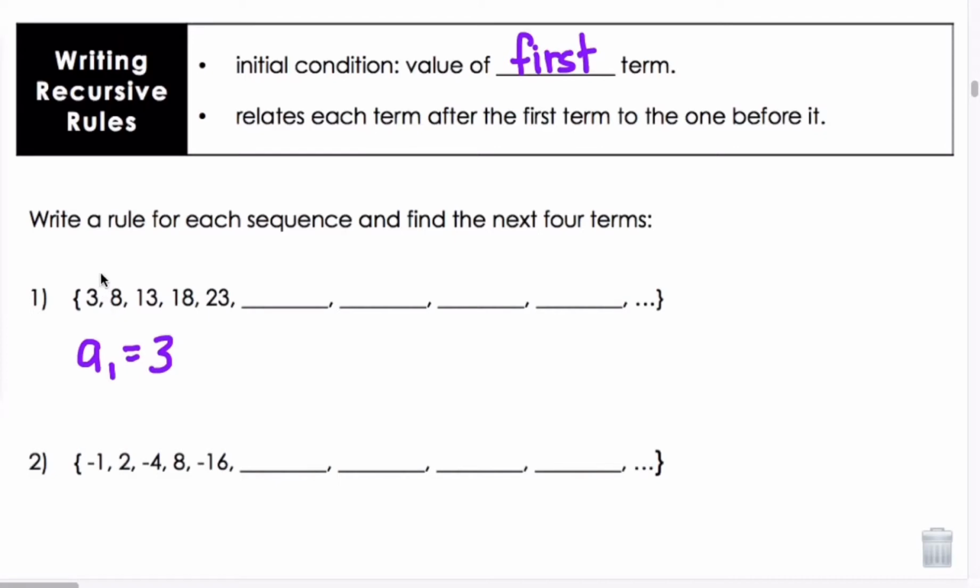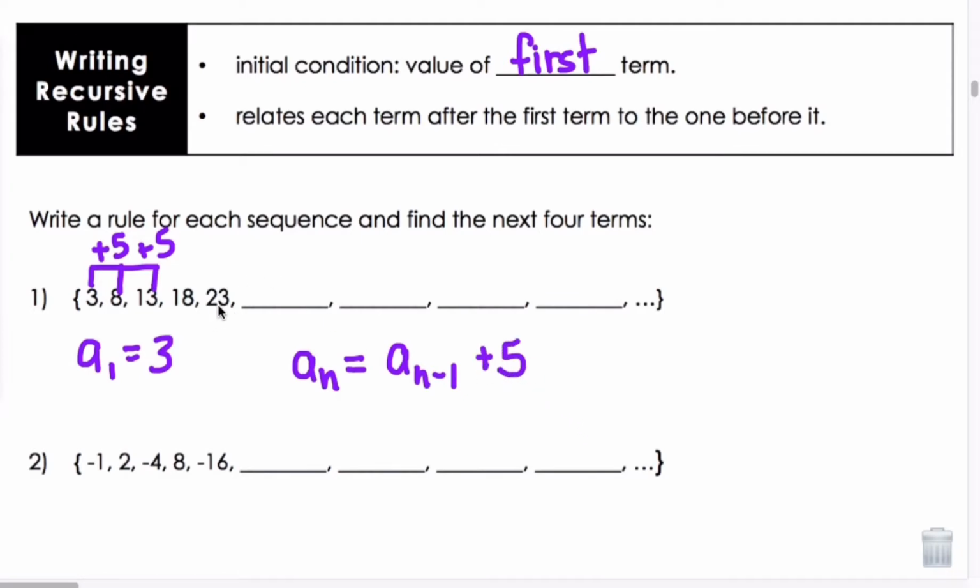And then we're looking to see what happens. How do we get from 3 to 8? And it looks like we added 5. And then from 8 to 13, yes, we are adding 5. So we can write the rule that the value I'm looking for, a sub n, will be the previous term plus 5.